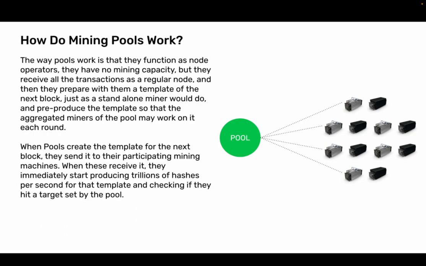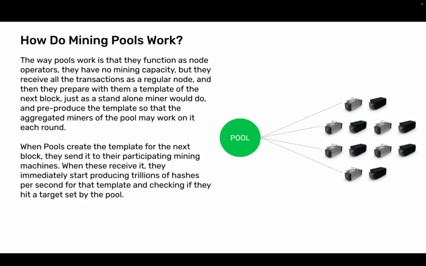How do mining pools work? The way pools work is that they function as node operators. They have no mining capacity, but they receive all the transactions as a regular node, and then they prepare with them a template of the next block, just as a standalone miner would do, and pre-produce a template so that the aggregate miners of the pool may work on it each round.